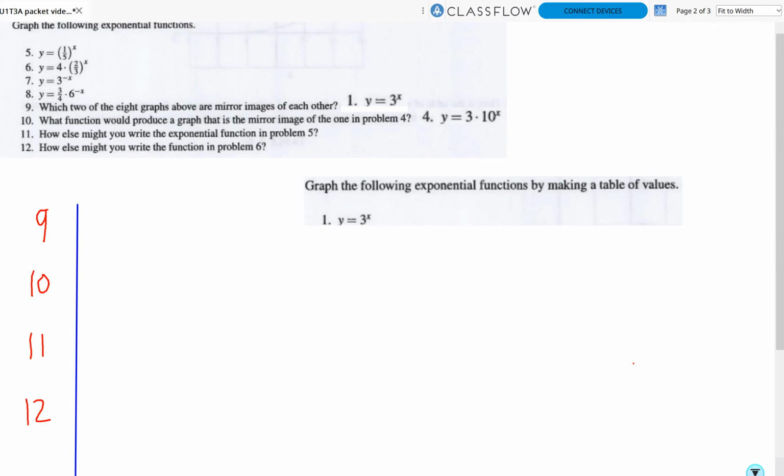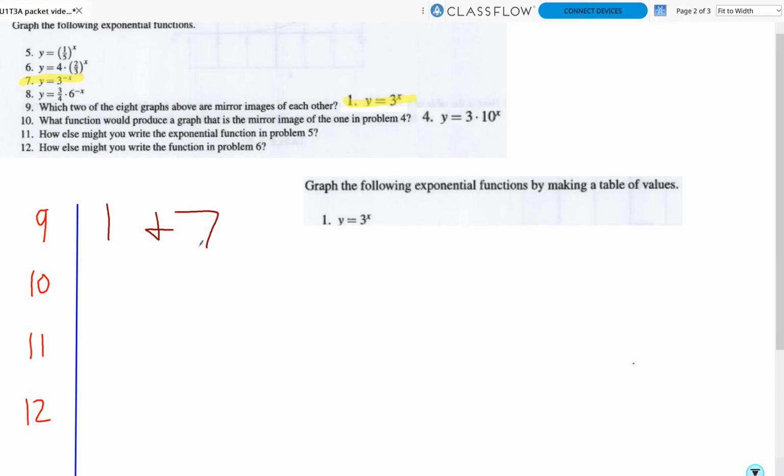Number 9 asks, which of the two graphs above are mirror images of each other? I have highlighted or brought down one, which is y equals 3 to the x power. If you look at number 7, y equals 3 to the negative x power. Those are going to be mirror images of each other. So I'm choosing 1 and 7.